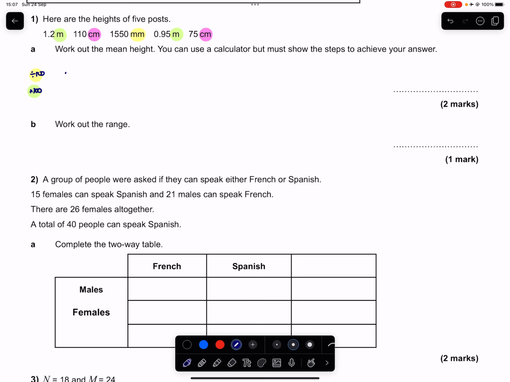We'll get 120 centimeters, we'll get 110 centimeters, we will get 155 centimeters, we're going to get 95 centimeters, and we're going to get 75 centimeters. Now I've kind of ran out of space here, but the plan was to then add them all up, so I should really take this over here. So we'll do 95, 75, 155, 110, 120.